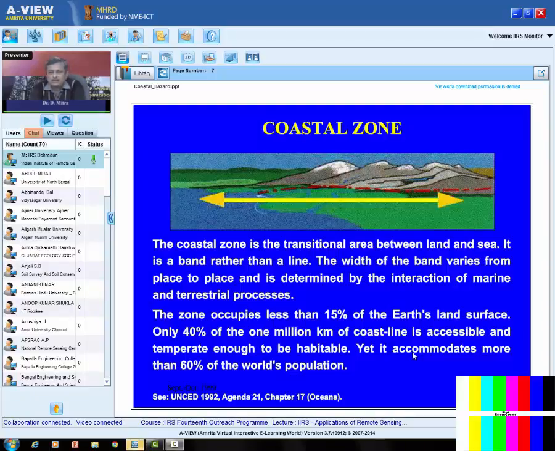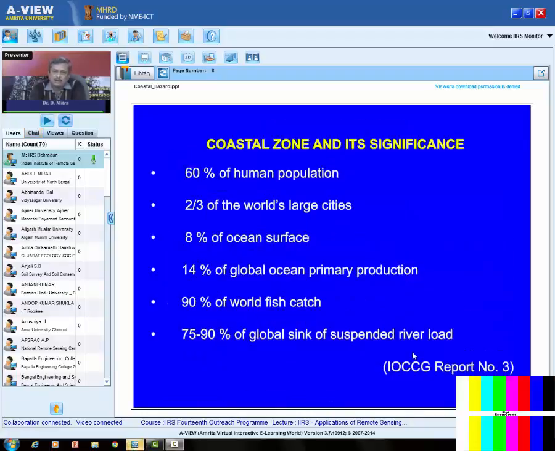40% of the 1 million kilometer long coastline around the world is accessible and temperate enough to be habitable. It is not that everywhere you can go or everywhere you can stay. 60% of the human population are living in the coastal zone. 2/3 of the world's major cities are lying in the coastal area. In India also, out of the 4 metros, 3 metros except Delhi are lying in the coastal area. Others also, a lot of important cities like Vizag and Bhubaneswar, capital of Odisha, are in the coastal area.